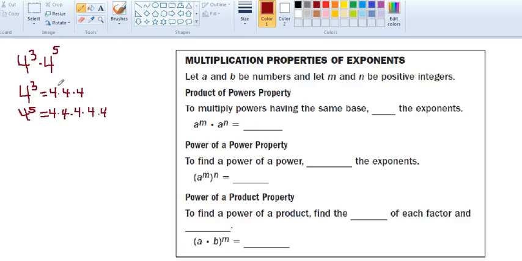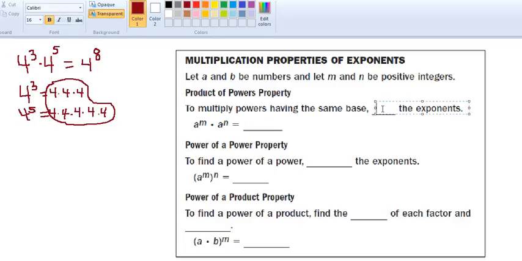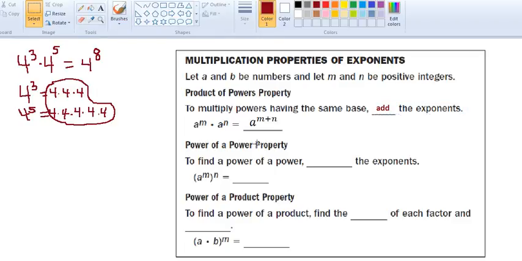Now go ahead and count up how many 4s you see in this area. And you should see 8 of them. Now look how 3 and 5 become 8. When you add them up, they become 8. Even though we're talking about multiplication here, we're going to be adding these exponents. So here's what we'll write. To multiply powers having the same base, we're going to add the exponents. And here's how it looks. A to the m times a to the n is a to the m plus n, and that always works.